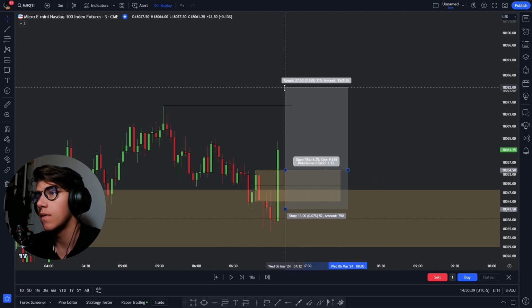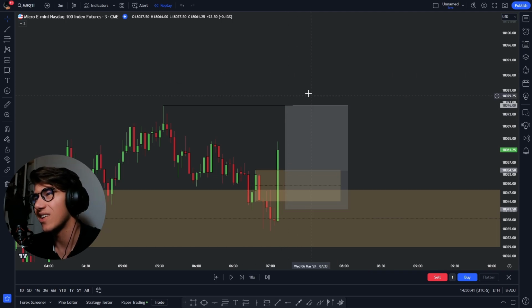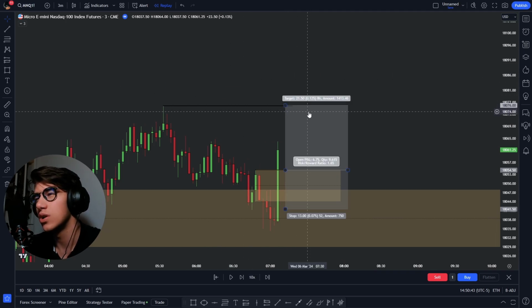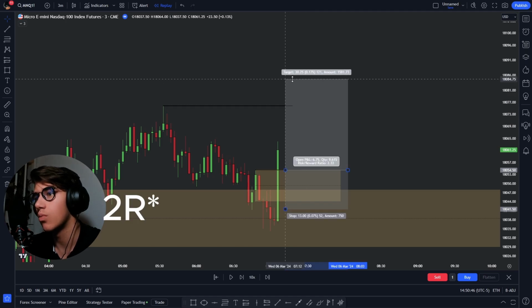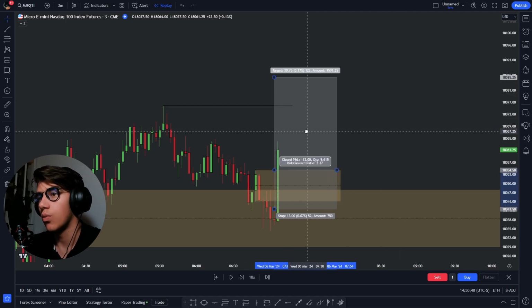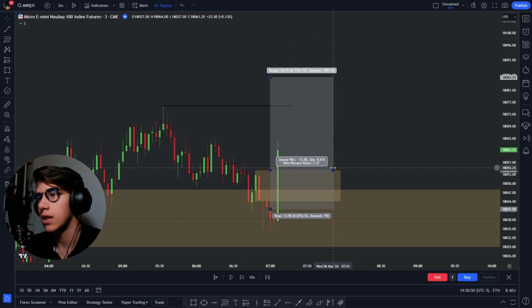And I kind of wanted a 1 to 2. And if I had targeted this high here, that would only have been a 1.6 R. And I kind of wanted a 1.2 R. So that is what I went for. And this is what the trade looked like.